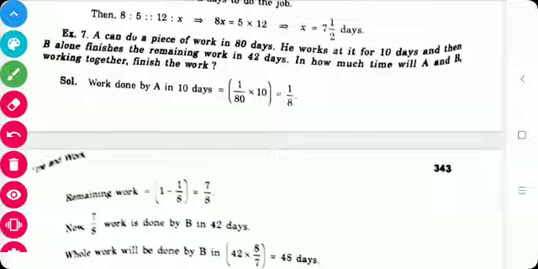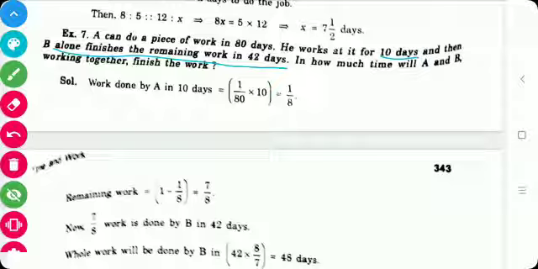Next is A can do a piece of work in 80 days. He works at it for 10 days and then B alone finishes the remaining work in 42 days. So in how much time will A and B working together finish the work? Okay. So first 10 days A works and after that B works on that piece of work.